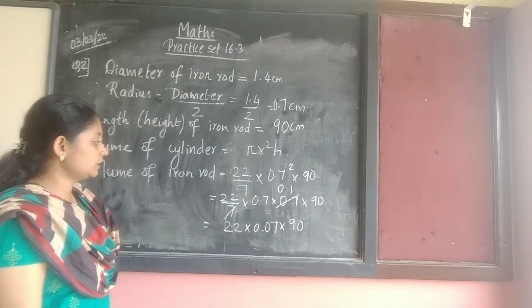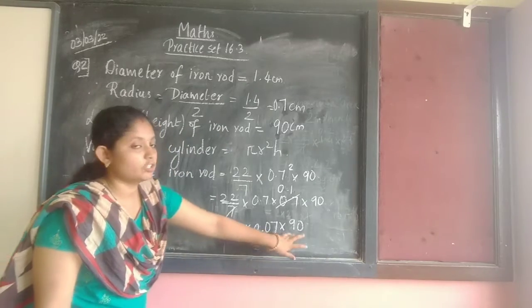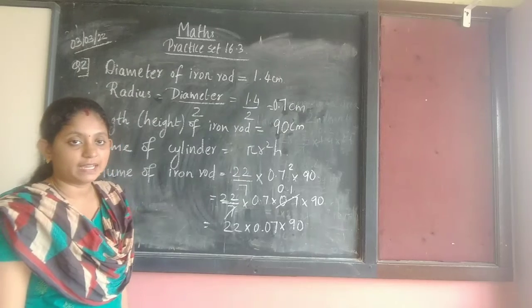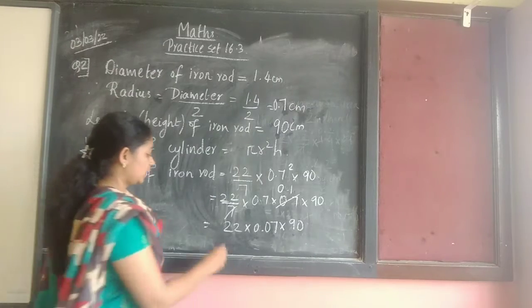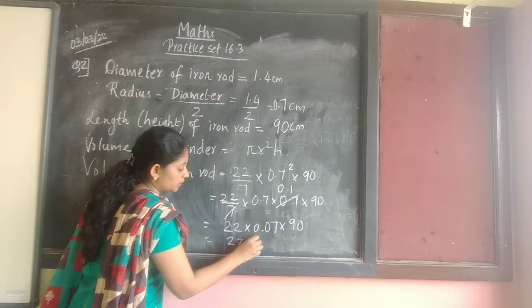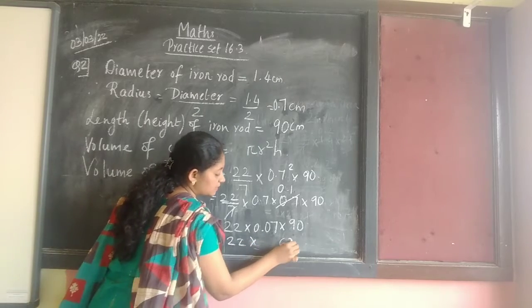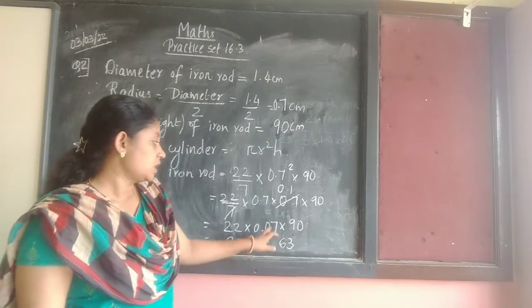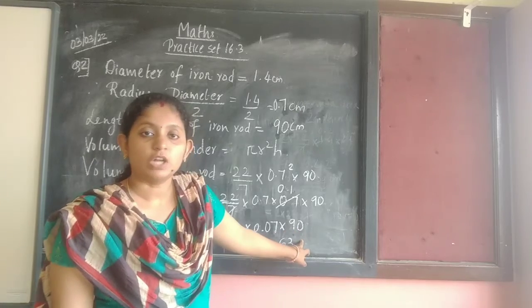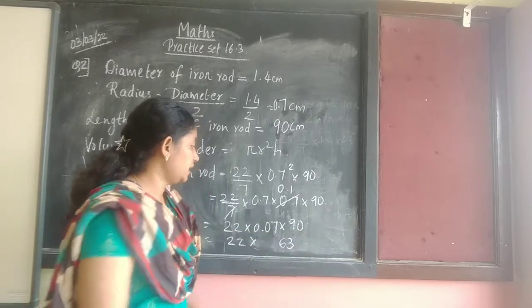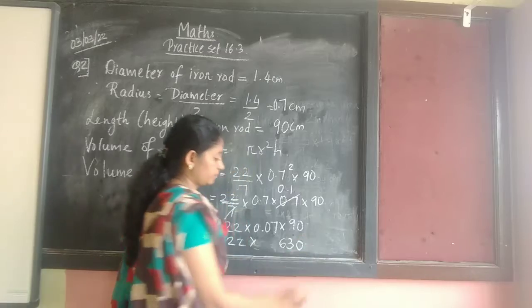Now, how to solve further? You all know 7 nines are how much? 7 nines are 63. Correct? So 22 into 7 nines are 63. It is 7 into 90, not 9. Correct? So 7 into 90 is 630.